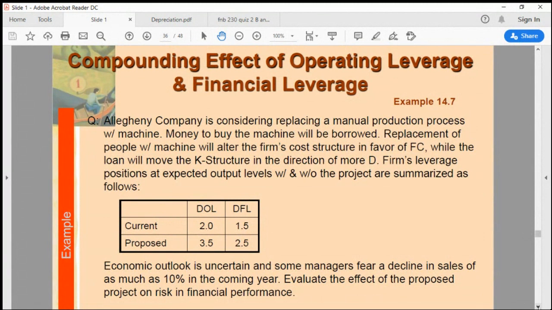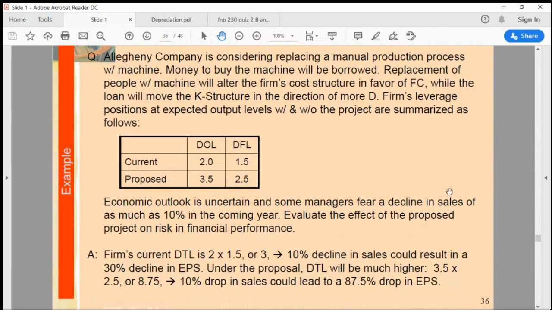Allegheny Company is considering replacing a manual production process with a machine. So replacing labor with capital. Money to buy the machine will be borrowed, so there will be financial leverage, right? So operating leverage will increase, and also financial leverage will increase. Replacement of people with machines will alter the firm's cost structure in favor of fixed cost, while the loan will move the capital structure in the direction of more debt. The firm's leverage positions at expected output levels with and without the project are summarized as follows.